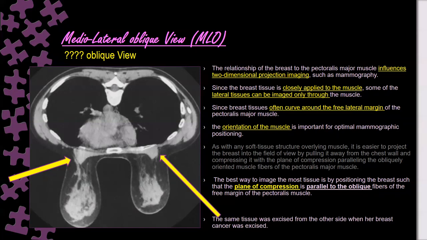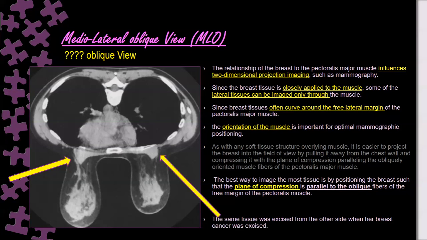What else? Why is it oblique? Why can they not do it just mediolateral, with the lateral side still close to the detector? Because of the anatomy of the breast. The breast is resting onto or into the pectoralis major muscles, which influences the imaging of the breast.